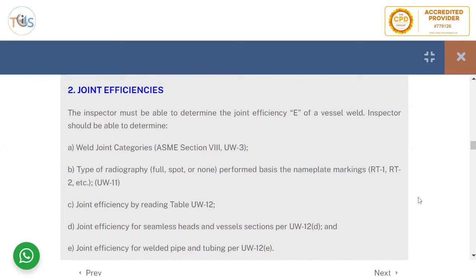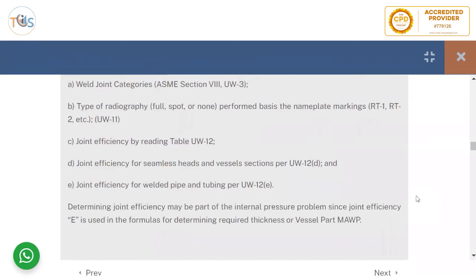And then you should know about the type of radiography, full, spot, so RT-1, RT-2, etc. The joint efficiency, UW-12. That's directly related to RT, to the percentage of radiography, whether it's full, spot, or none. And the various subcategories of UW-12.